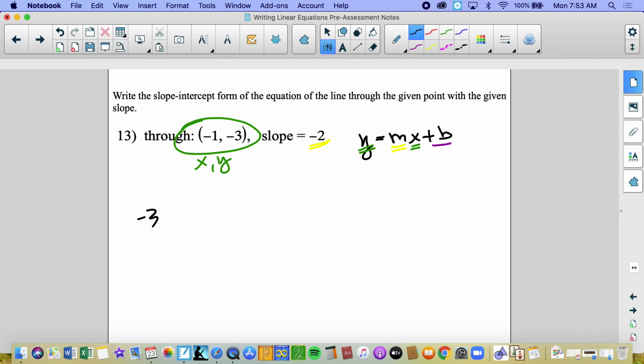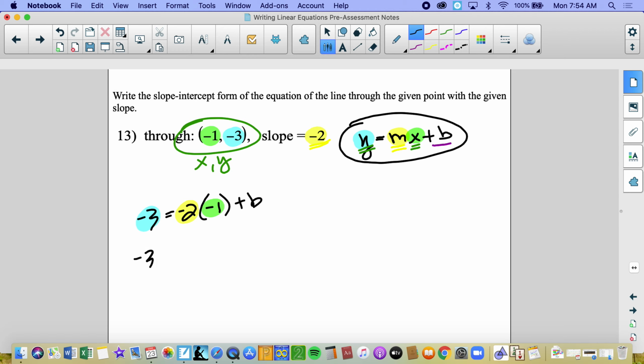My y is -3. My m is -2. And that's multiplying by my x, which is -1. And then we have one variable left. So let's take a peek and see where we filled in each of these pieces. My slope is for m, -2. My x is -1. My y is -3. So all I did was fill in those pieces into that template. I'm still utilizing this template and filling in all the pieces.